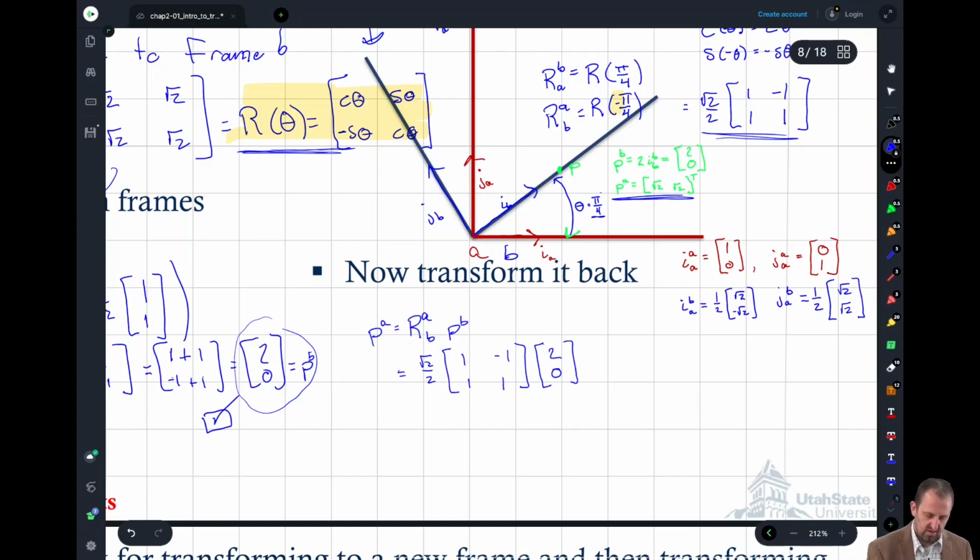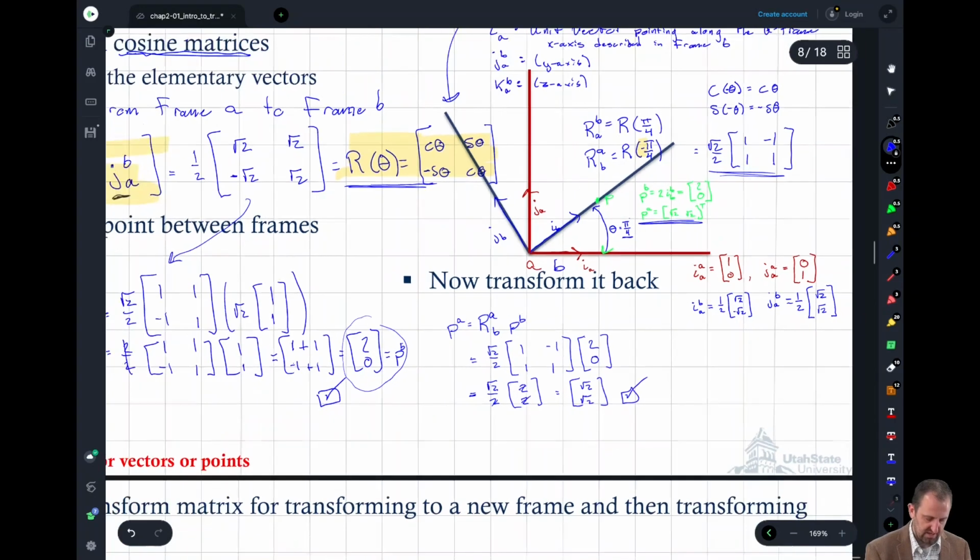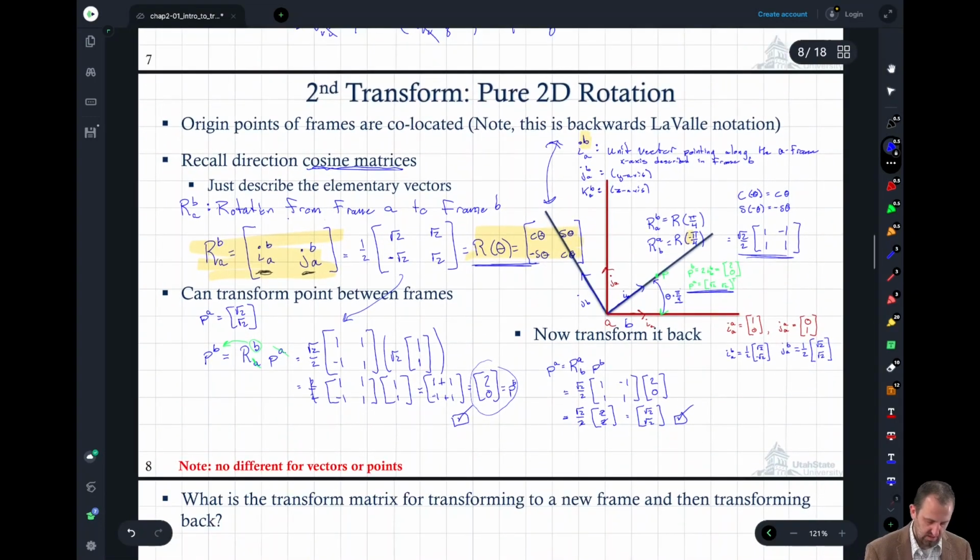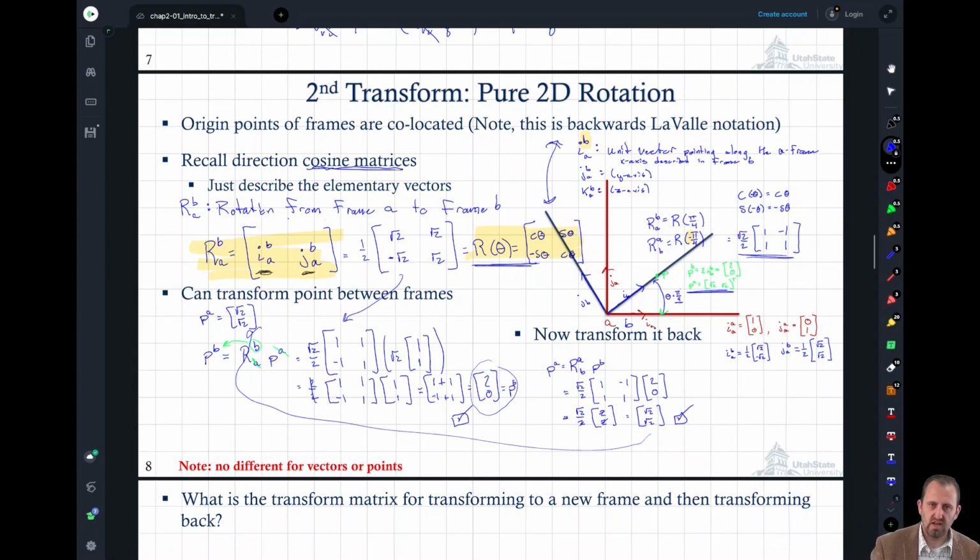Okay. So doing the math, we have square root of 2 over 2. We're going to end up getting 2 there plus 0, and then we're going to get a 2 there plus 0. So it is equal to, these 2's are going to cancel out with that 2. We're just going to have a square root of 2 and square root of 2, which is what we had originally. Okay, so we can transform it one way and then transform it back.